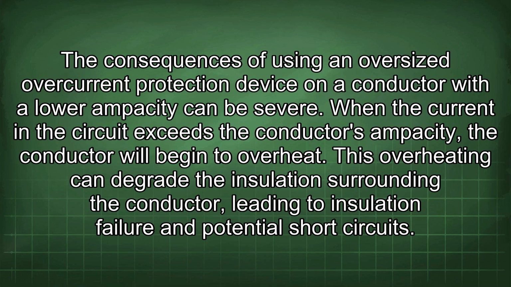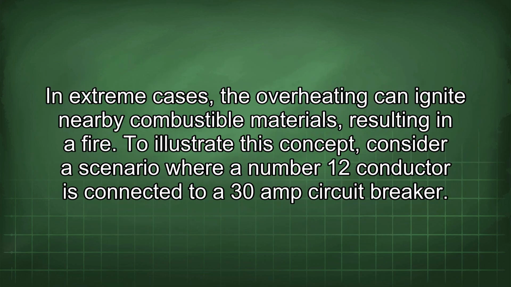The consequences of using an oversized overcurrent protection device on a conductor with a lower ampacity can be severe. When the current in the circuit exceeds the conductor's ampacity, the conductor will begin to overheat. This overheating can degrade the insulation surrounding the conductor, leading to insulation failure and potential short circuits. In extreme cases, the overheating can ignite nearby combustible materials, resulting in a fire.